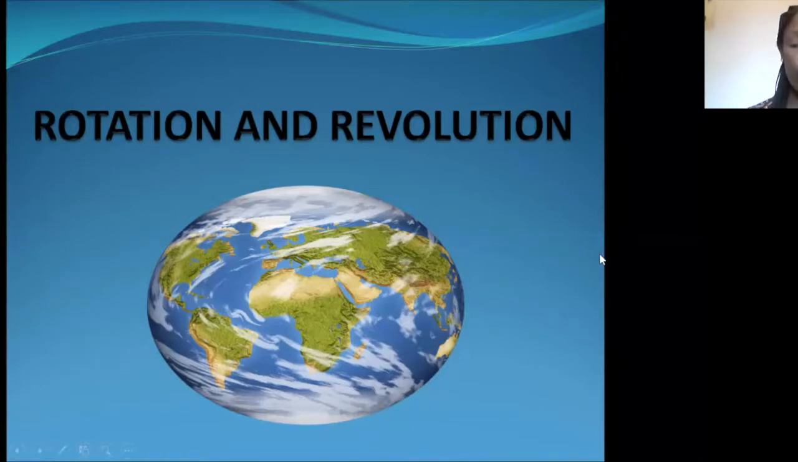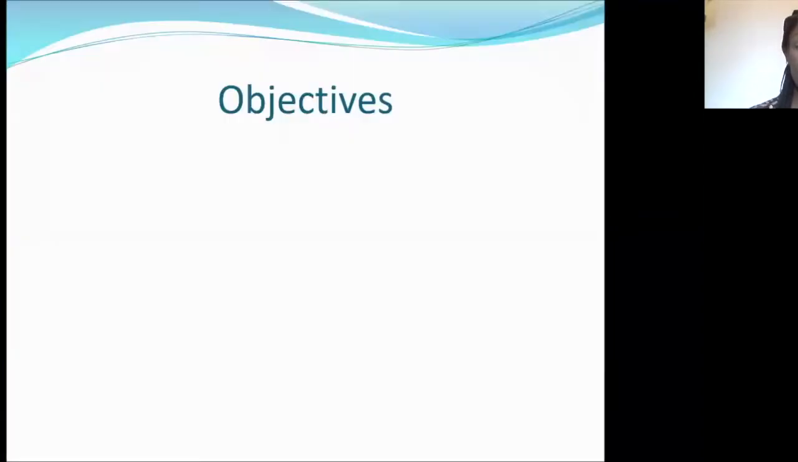Today's lesson is on rotation and revolution. These are the two movements that the Earth makes. Before we start today's lesson, we're going to go over our objectives. So by the end of this lesson, you should be able to answer or accomplish these items that I'm going to list on the PowerPoint at this time.